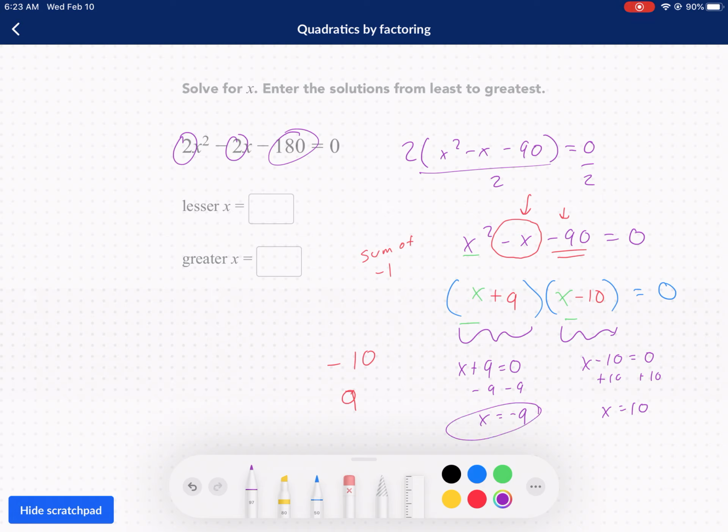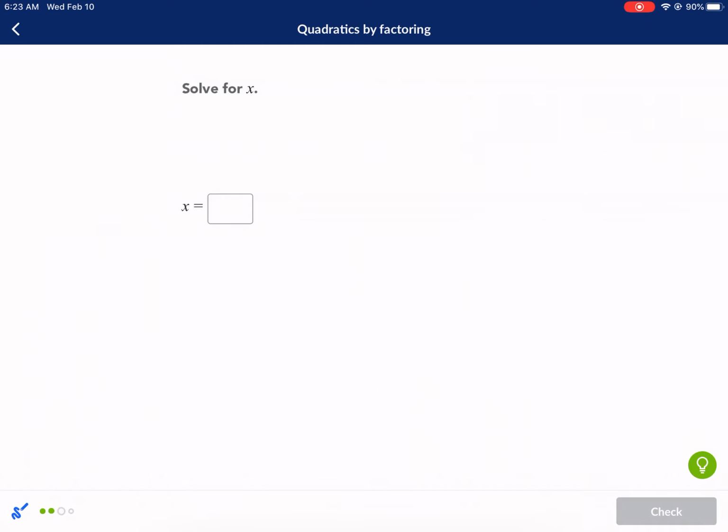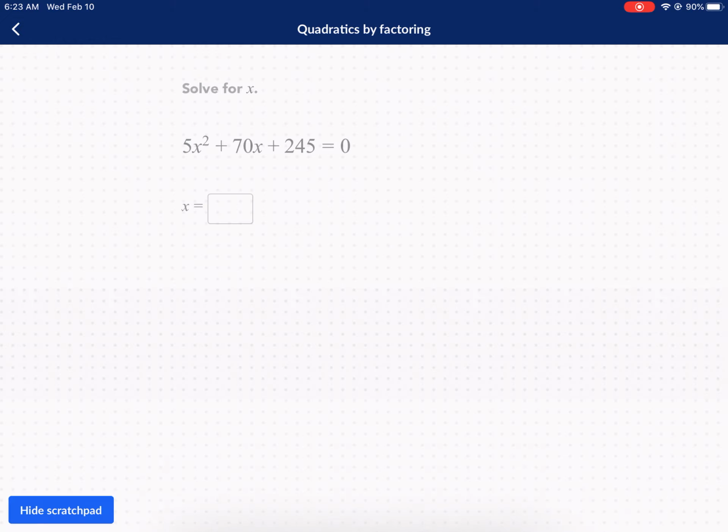But we know our lesser x is this guy, negative 9. Our greater x is 10. Boom. There we go. So we have lesser x, negative 9. Bigger x, 10. Let's go. Next question. All right, I hope you guys are seeing the pattern here.